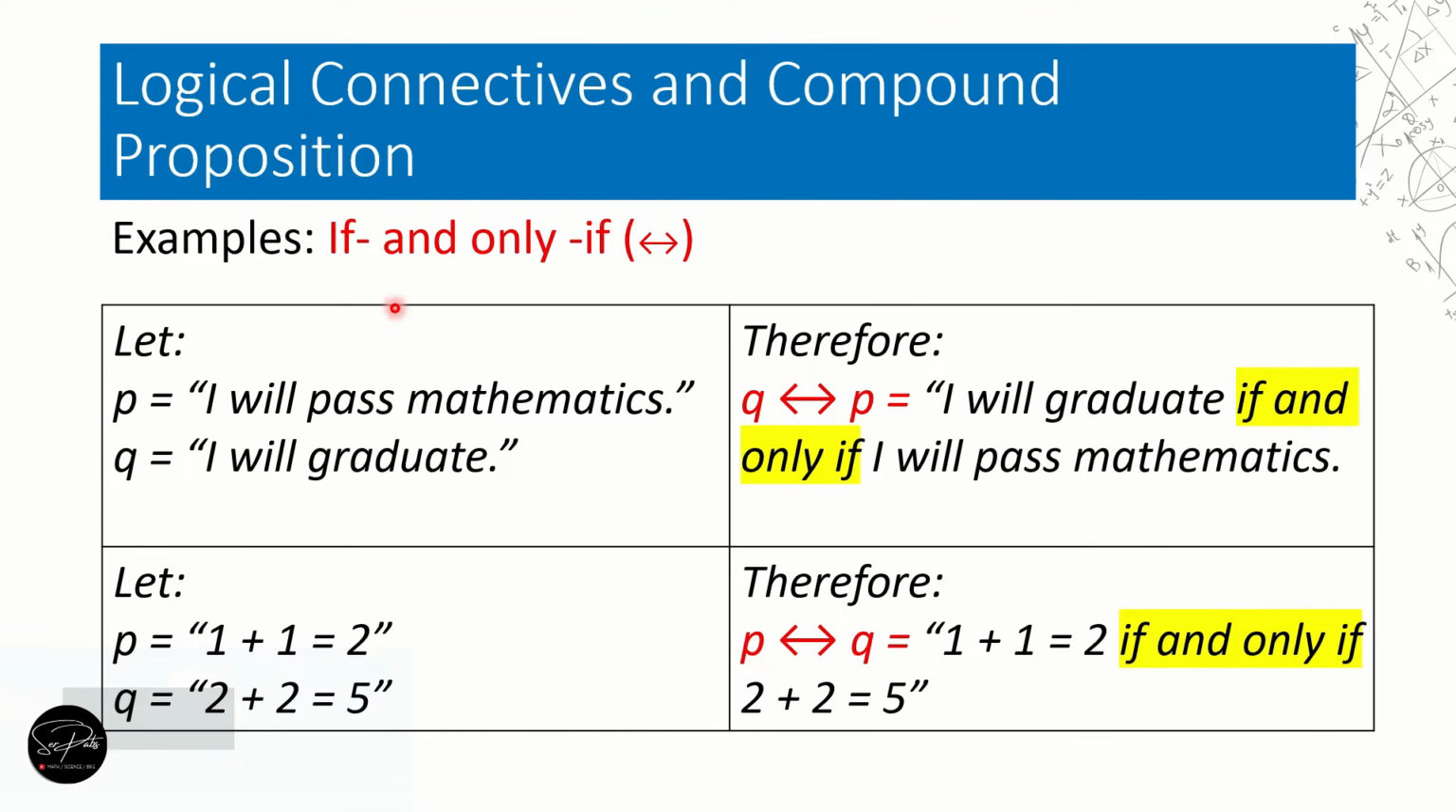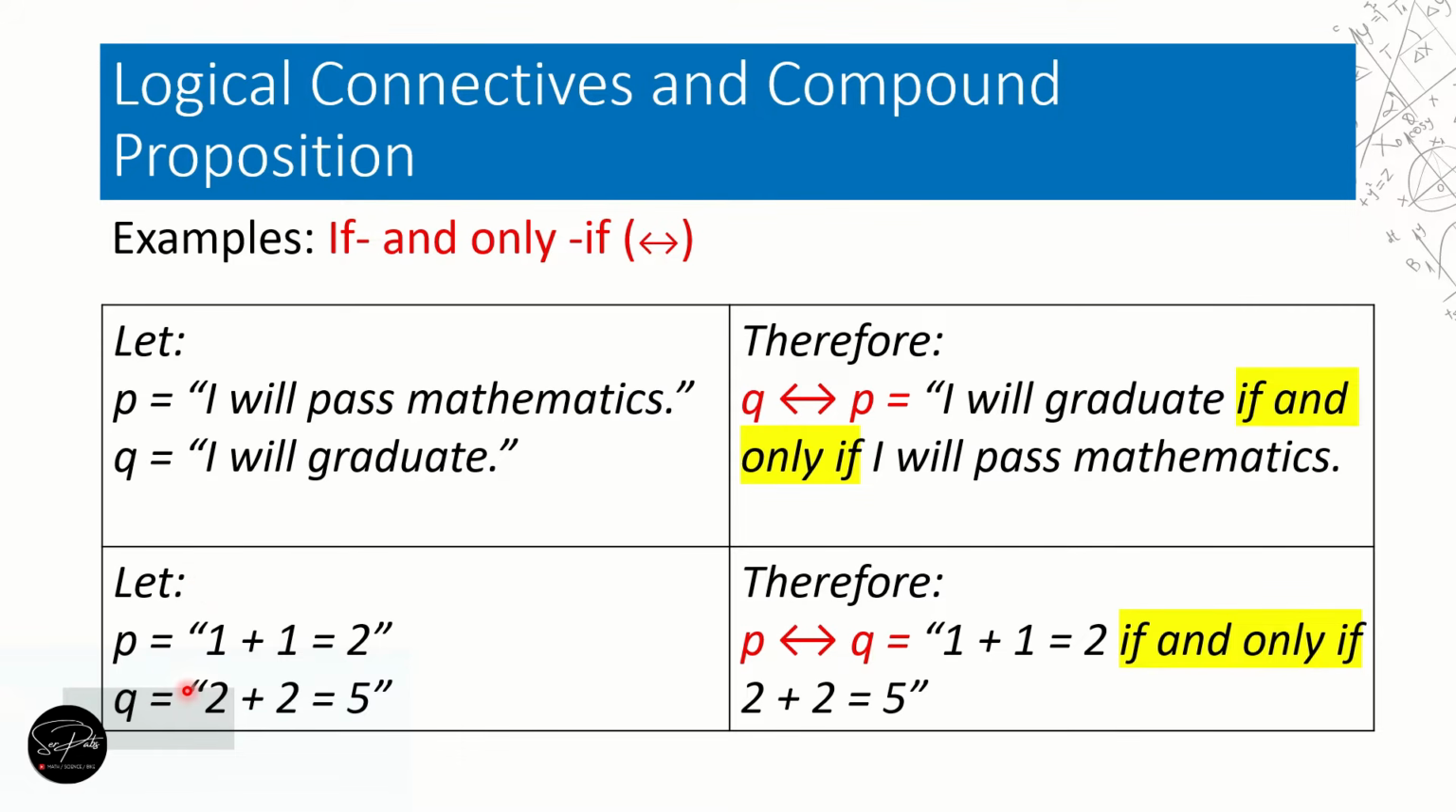Next compound proposition type using logical connectives, you have the if and only if. That will be represented by a double-headed arrow. Example, same: P is equal to I will pass mathematics. Q is equal to I will graduate. Therefore, this is read as Q if and only if P. The equivalent of our letter Q will be I will graduate, since the letter Q comes first: I will graduate if and only if I will pass mathematics.